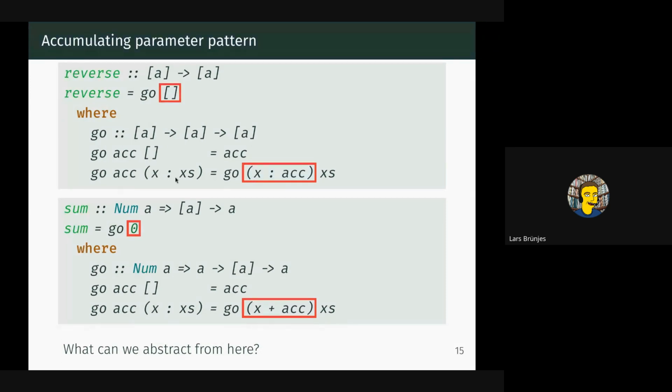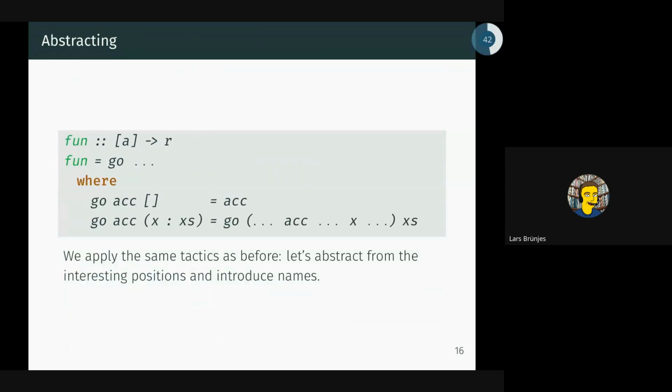Then in the second case, the cons case, we use the head of the list to modify the accumulator and then call go recursively on the modified accumulator and the tail of the list. In the reverse example, what we do with the old accumulator is we cons the head to it. And in the sum example, what we do with the old accumulator is we add the x to it. So we can abstract that away.